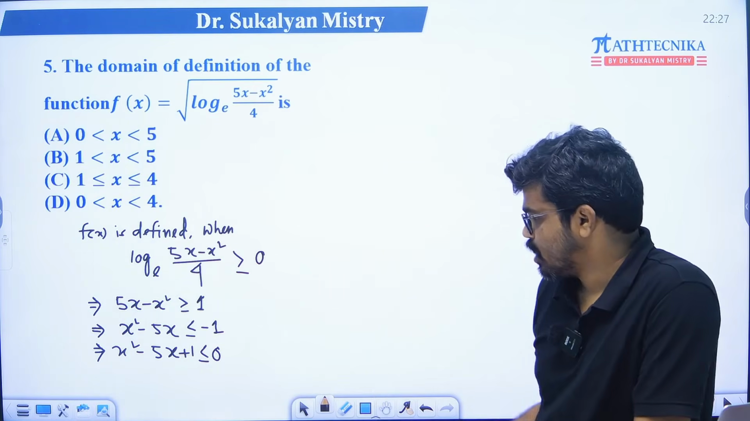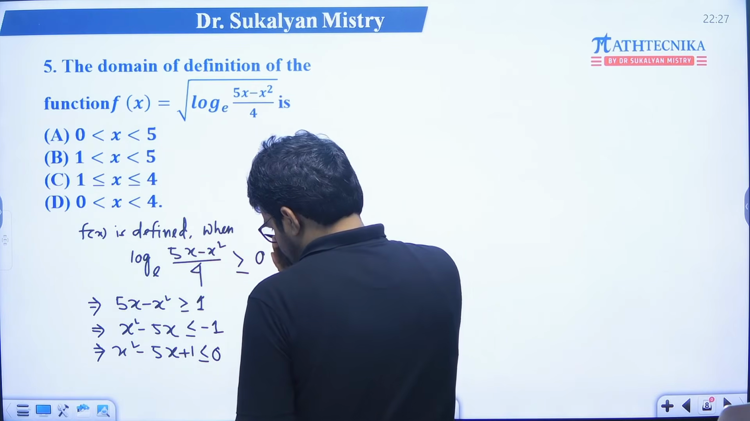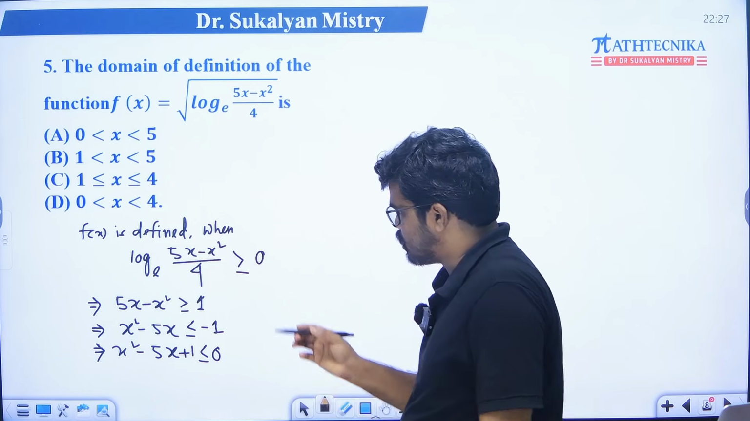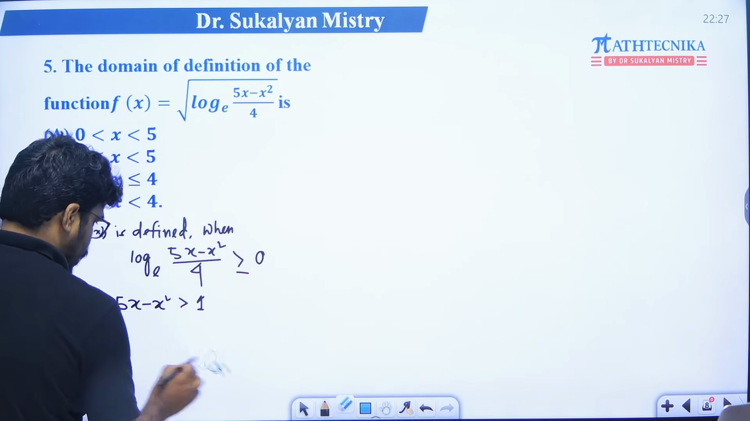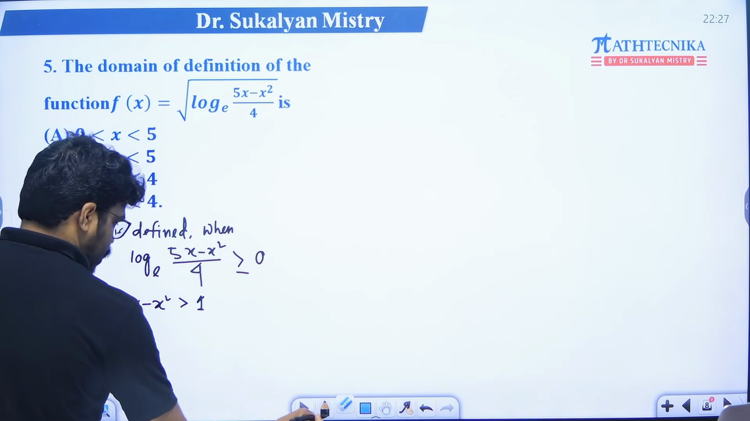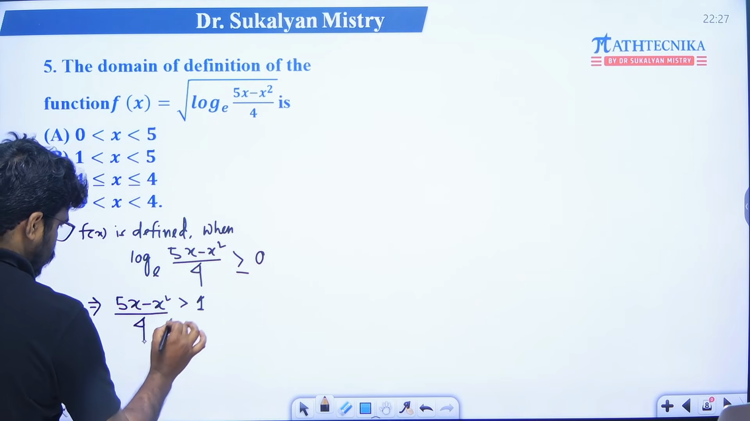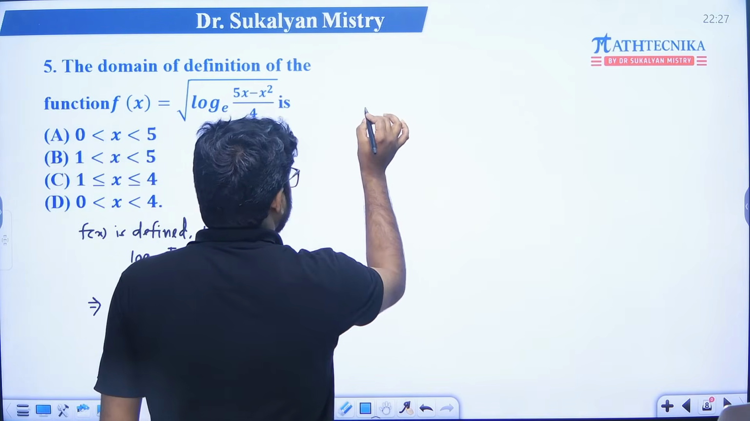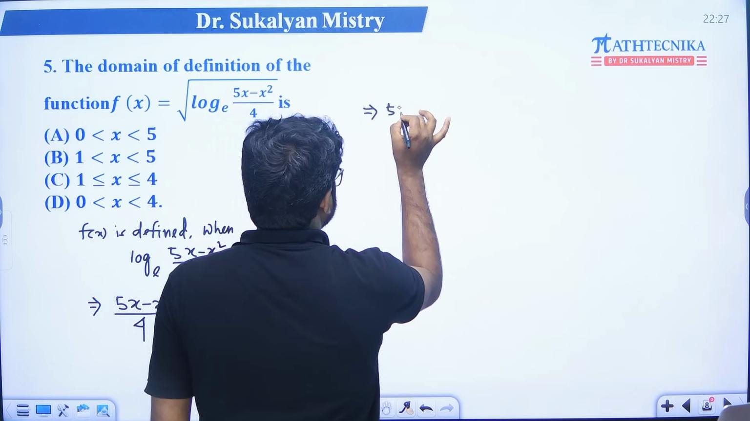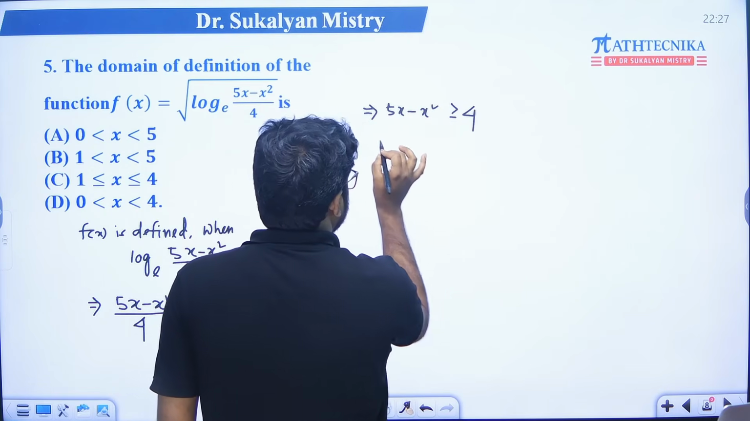Now factorize this. So this implies, sorry, divided by 4, pay attention for a minute. 5x minus x square divided by 4, so this is greater than or equal to e to the power 0, e to the power 0 is 1. So this implies that 5x minus x square is greater than or equal to 4, right?